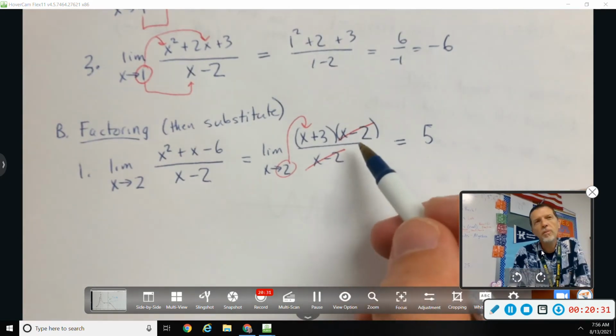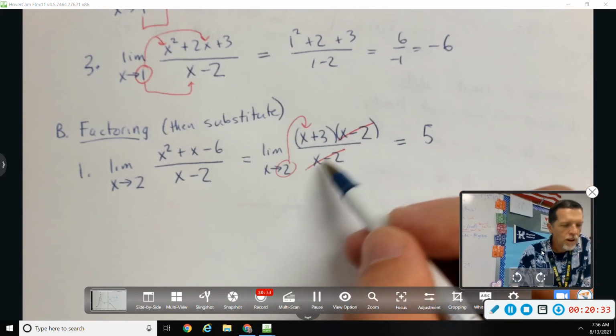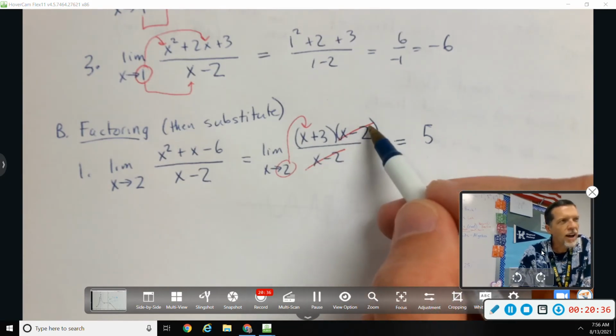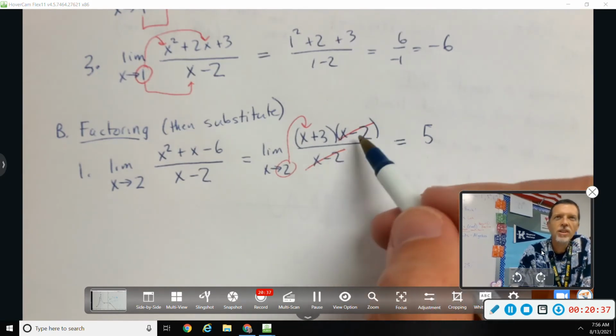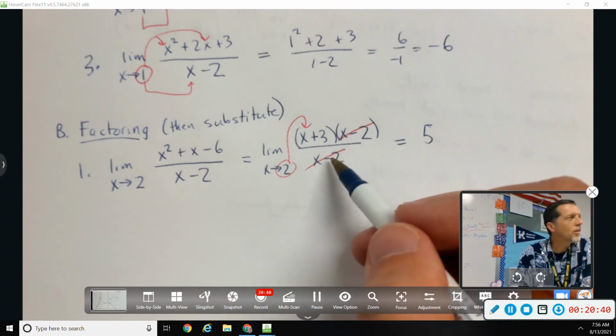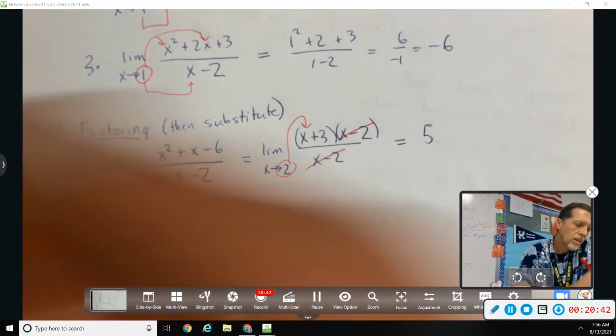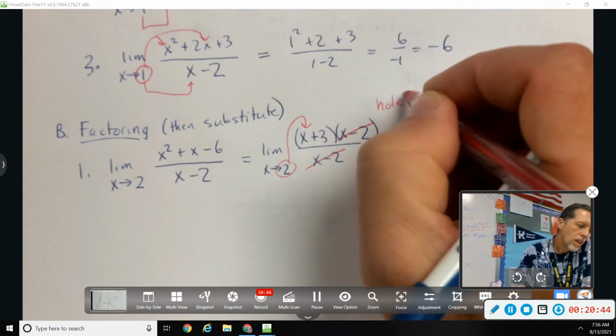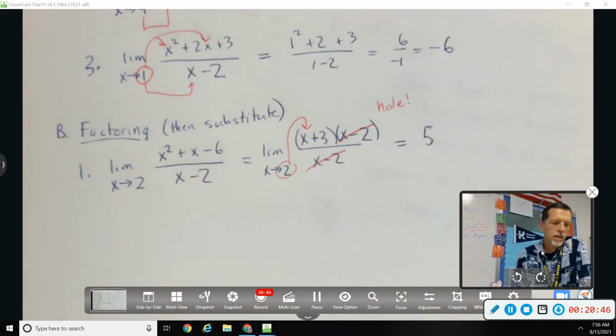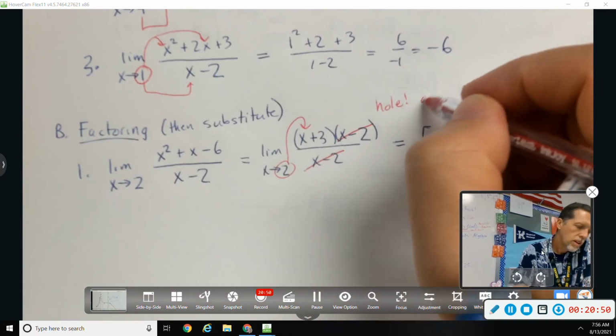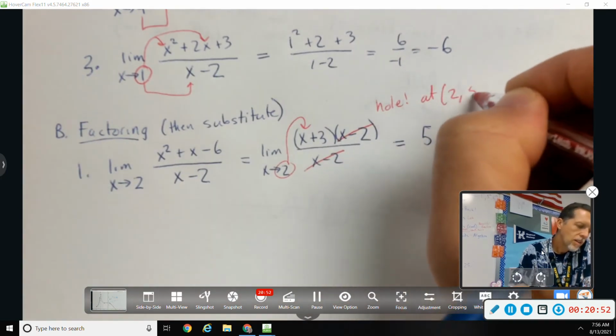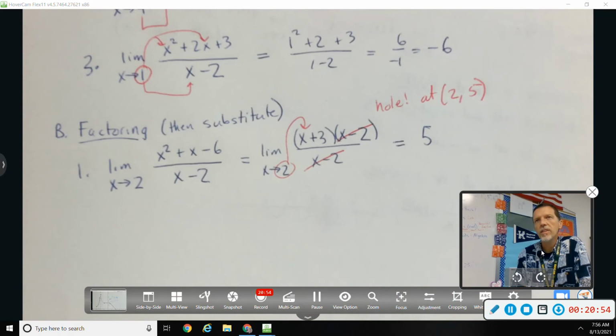Do you remember from pre-cal days what happened on the graph if a factor of the top and the bottom canceled? Remember what that led to on the graph? A hole. And so there's a hole at 2, 5.